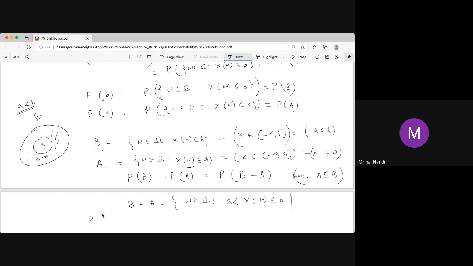Therefore, the probability of this set of omega belonging to Omega, which you can write in different notation as a less than X less than or equal to b, is the probability of B minus the probability of A. By the definition of the distribution function, this is just Fx of b minus Fx of a.